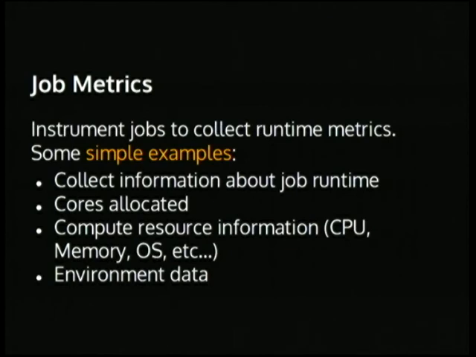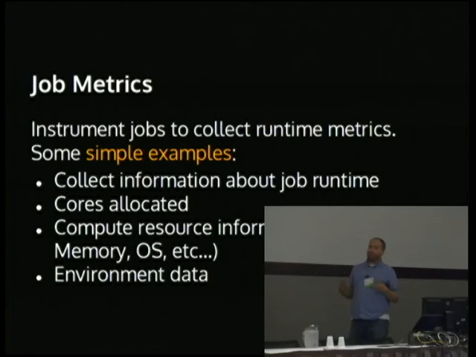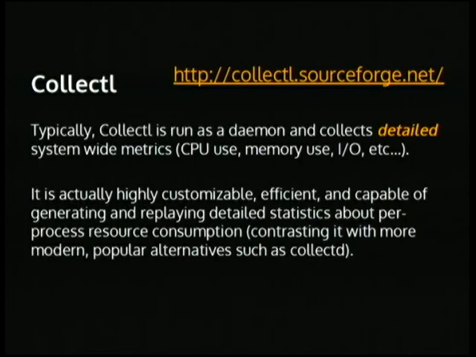We have this concept of job metrics, which again are pluggable. Some simple examples: job runtimes, cores allocated. All of this is the plugins instrument the job and then feed the result into the Galaxy database. Those are the simple examples. A more sophisticated example is CollectL, a plugin that we've written for the job metrics system.